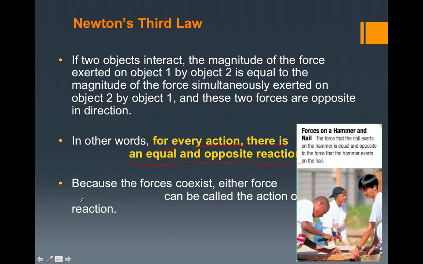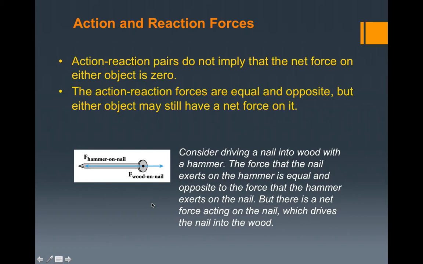For example, this guy over here is hitting a nail. The hammer hits the nail with a force of 10 newtons. Because of Newton's law, for every action, the action is the hammer hits the nail with a force of 10 newtons. The reaction is going to be the nail hitting the hammer with a force of 10 newtons in the opposite direction. So equal and opposite: same value, same magnitude, opposite direction. We're not implying the net force is zero, just that the force is exerted backwards.